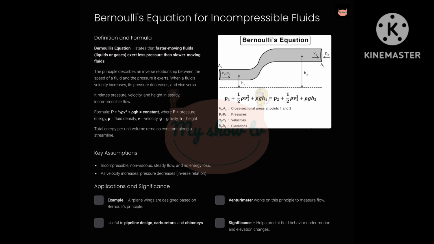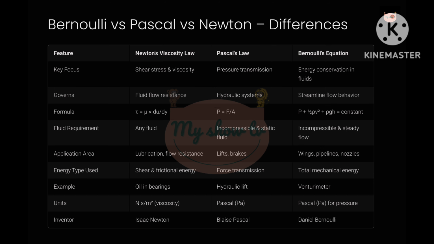This principle also explains how venturimeters measure flow rate by observing pressure differences. It is also used in carburetors, chimneys, and spray guns. However, Bernoulli's equation assumes no viscosity, steady flow, and no energy losses, which makes it an ideal case. Slide 6. Bernoulli vs Pascal vs Newton.